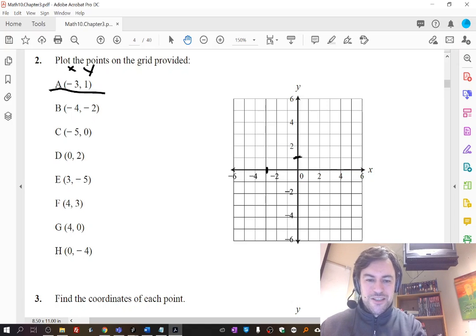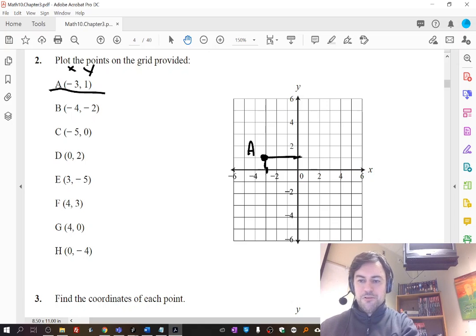Anyways, so all you do is you connect these things. You kind of go up here and go up here. Just see where they connect. And that's the point right there. That's where point A is. Don't forget to label the point. Put a big letter A there. I'll do B while I'm at it.